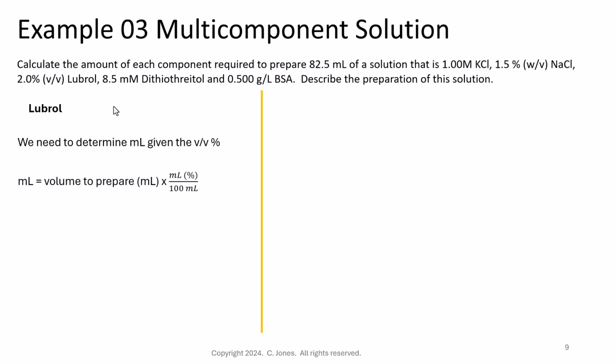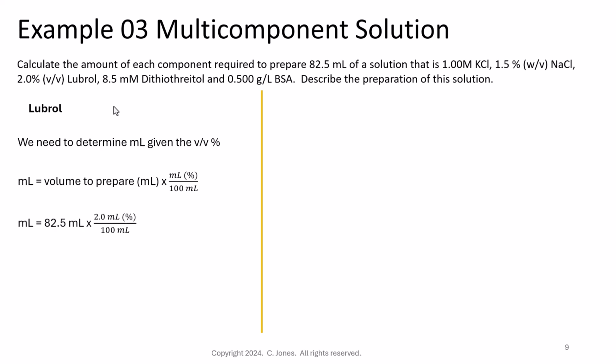And here, unlike what we did with the Triton X-100, we're just going to do volume to prepare in mLs times mLs as a percent per 100 mLs. But we could also assume that Lubrizol is a pure liquid, and so its initial concentration is 100%, and solve this as a C1V1 equals C2V2 problem. But I thought I'd use this example to show you the alternative way to solve this.